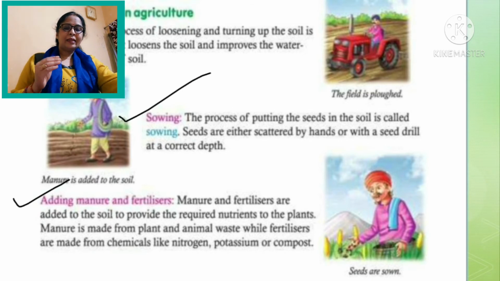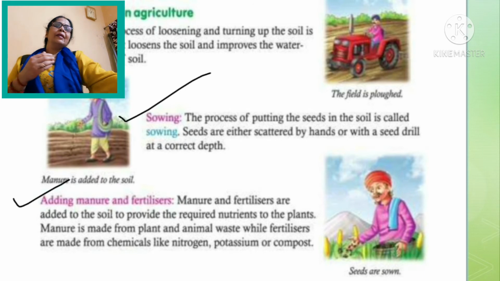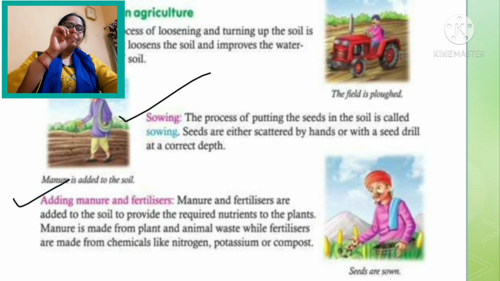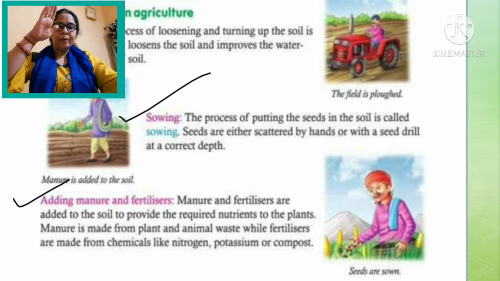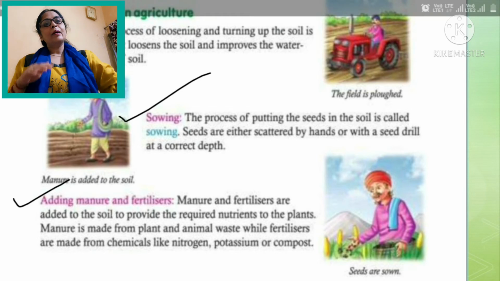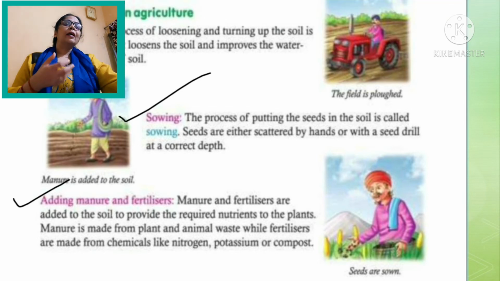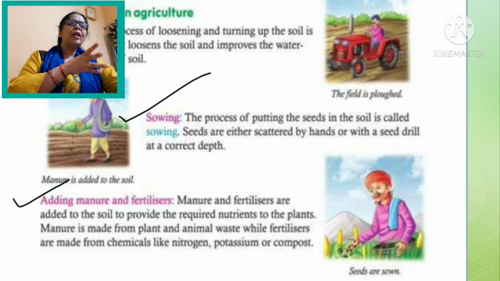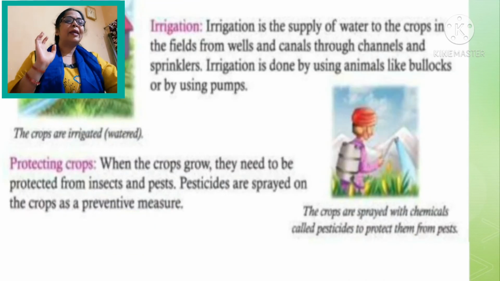Layering method. By this method we can easily get a new plant by bending the branch of any plant. We bend it onto the ground and cover it with soil, and after a few days roots can grow through the covered part, and then we detach that part from the parent plant. Okay, this is the layering method.